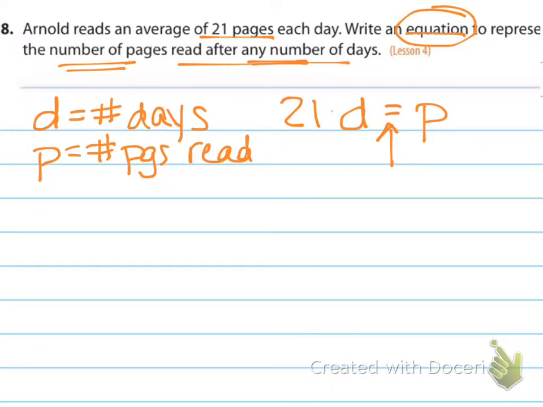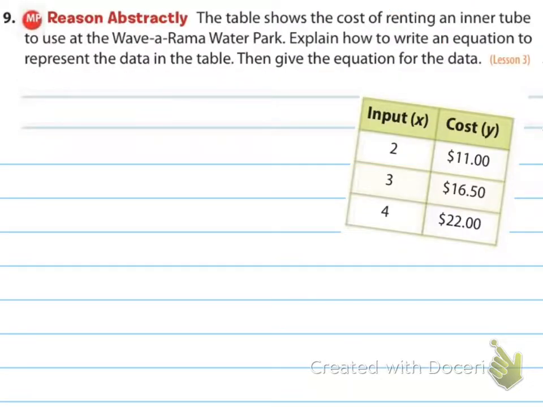So please make sure you give me an equal sign if it asks for an equation. Number 9 says the table shows the cost of renting an inner tube to use at the Wavorama water park. Explain how to write an equation to represent the data in the table, and then give the equation for the data.